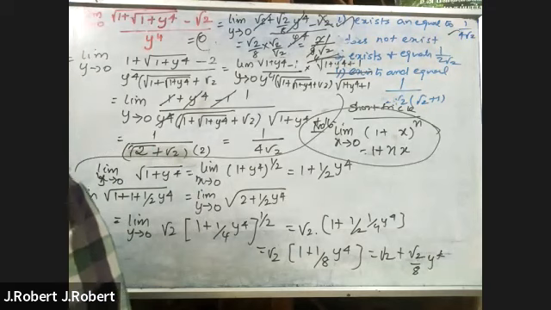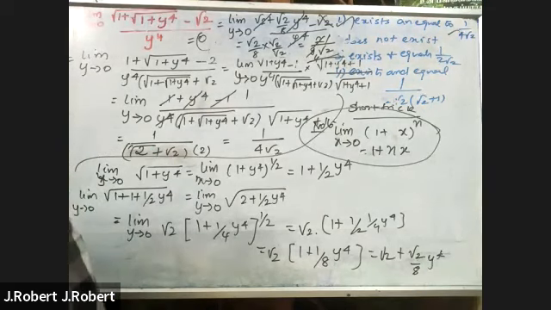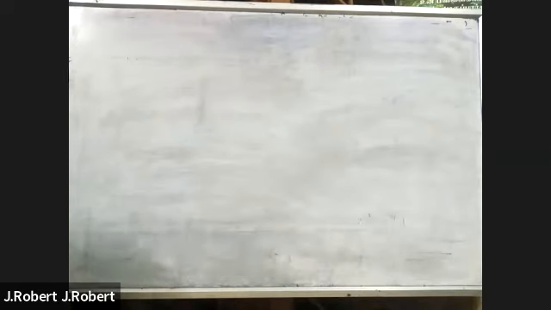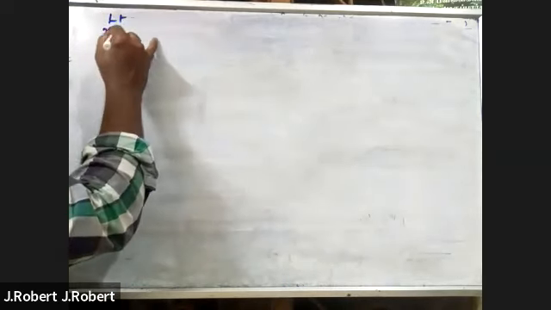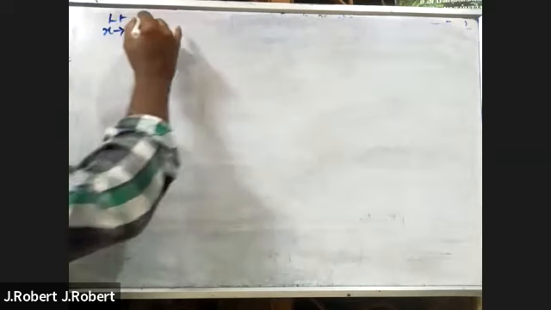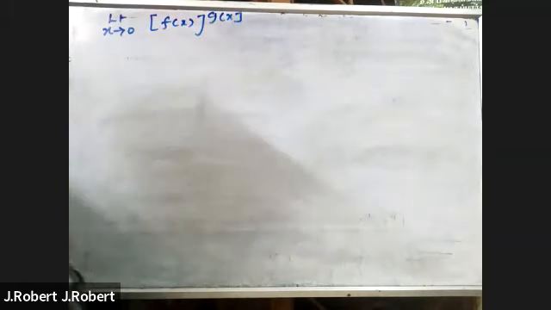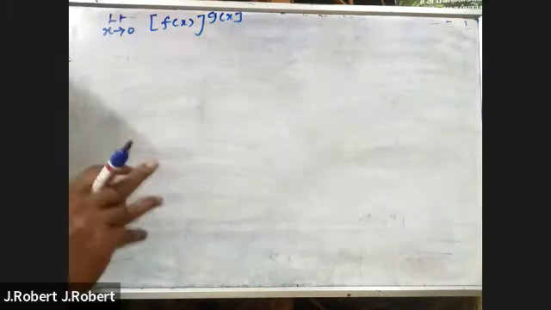The next problem, please take down the next one. So another shortcut method, okay? I'll just teach you. Inga parunga. Now this, okay. The next one. Limit x tends to 0, f of x whole power g of x. இப்படி இருக்குன்னு வச்சுங்க. Limit x tends to 0, f of x whole power g of x.